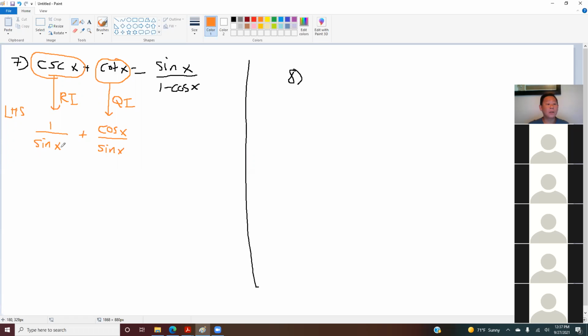Okay. Now the good news is you do not need to find the LCD here because the denominator is the same. So you get sine x here and 1 plus cosine x, and you don't find the LCD because the denominator is the same. So you just add your numerators. But we need sine x over 1 minus cosine x, not 1 plus cosine x over sine x. So what do we need to do here?